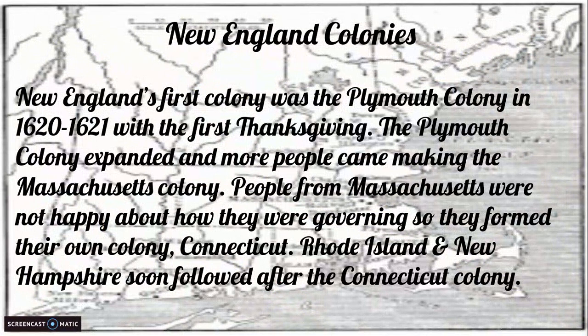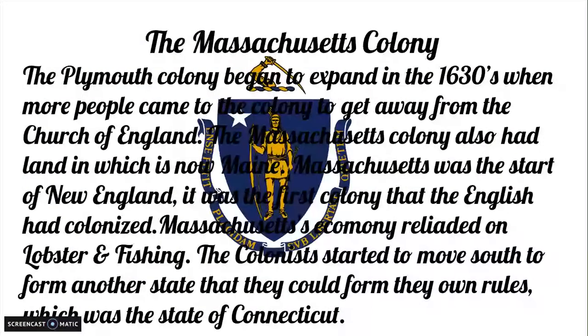And the New England colonies consisted of 4 colonies. So Massachusetts included part of Maine, but it was part of Massachusetts during the time. So if you hear Portsmouth, Massachusetts, back in the American Revolution, that was actually part of Maine. That's actually part of Maine today. The Plymouth Colony expanded in the 1630s. People came to the colony from the Church of England to get away from that, the Puritans. They also had land in Maine. It was the start of the New England colony. It was the first colony the English colonized in the North.